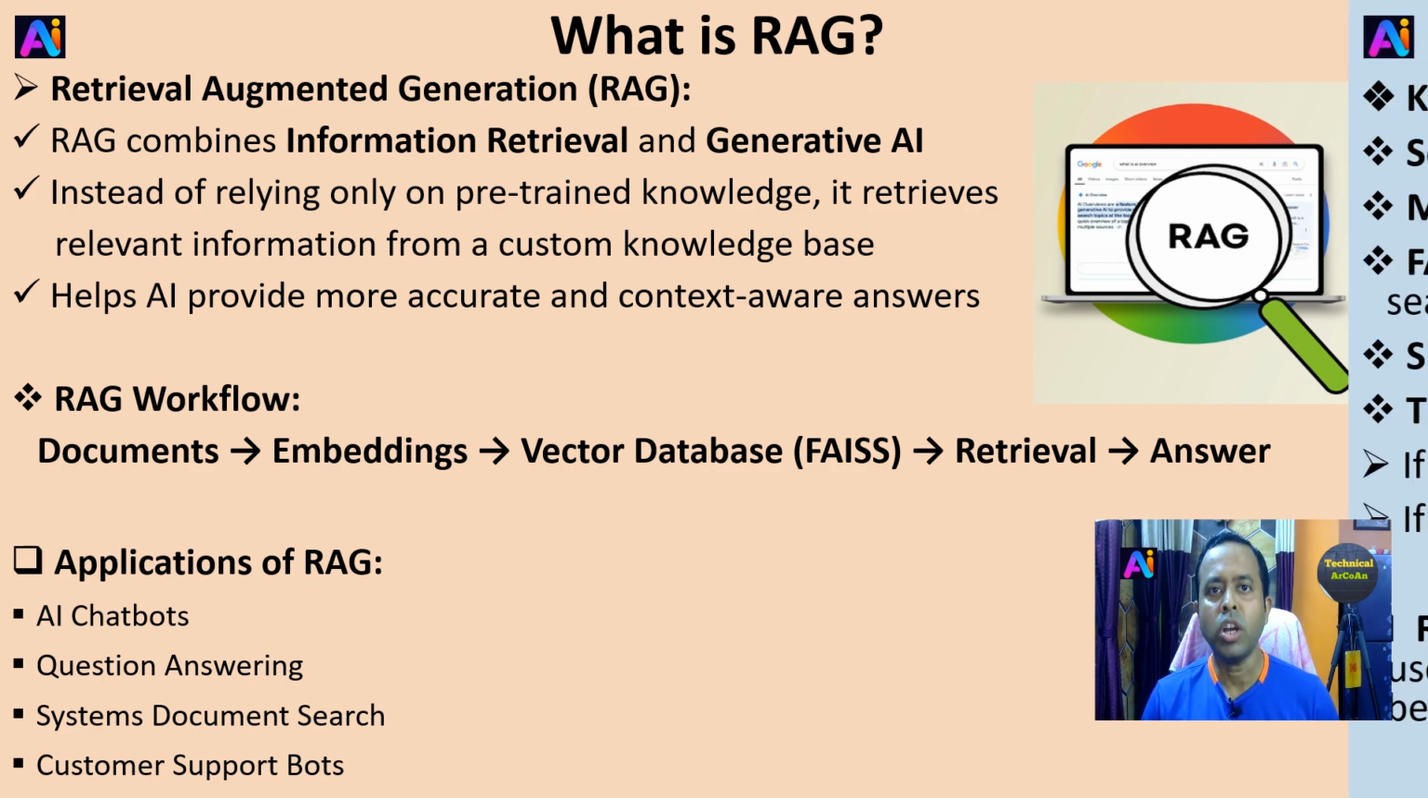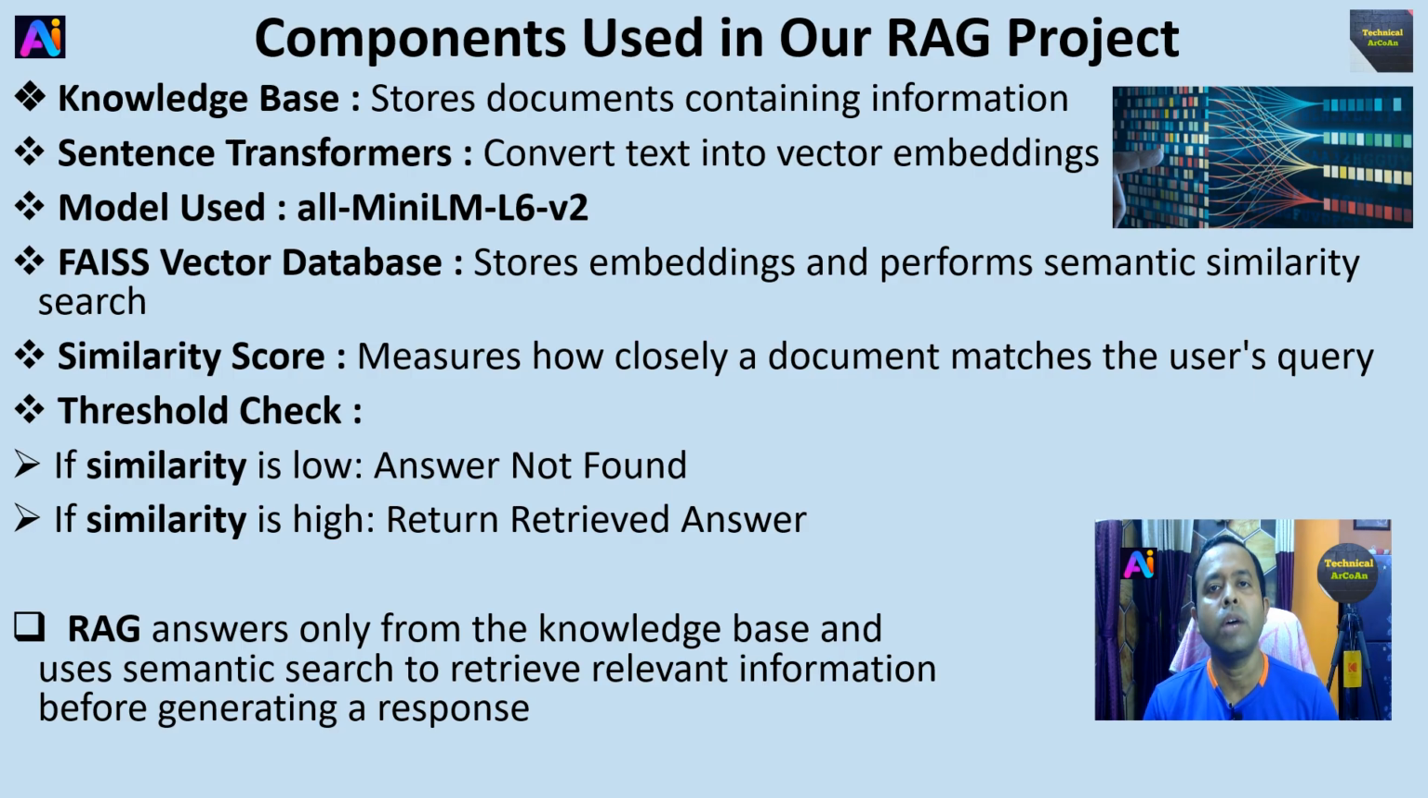Okay, now let's talk about the components used in our RAG project. Knowledge base means it stores documents containing information. Sentence transformers convert text into vector embeddings, and the model used here is all-MiniLM-L6-v2. FAISS is the vector database, which stores embeddings and performs semantic similarity search. Similarity score measures how closely a document matches the user's query. And the threshold check: if similarity is low, the answer is not found; if similarity is high, return the retrieved answer.